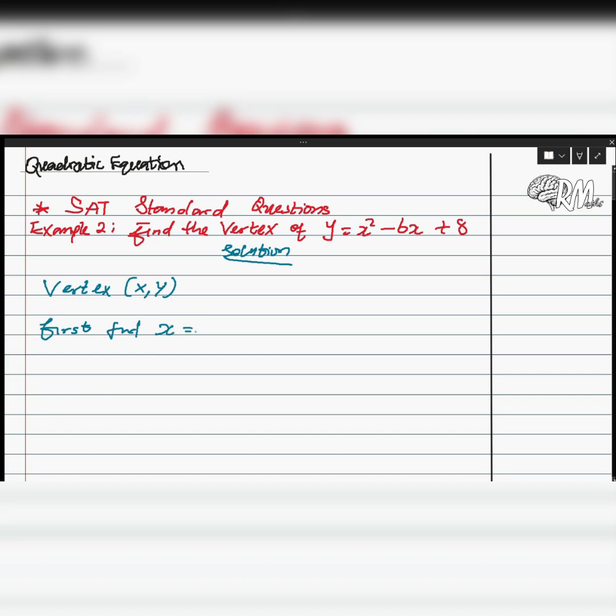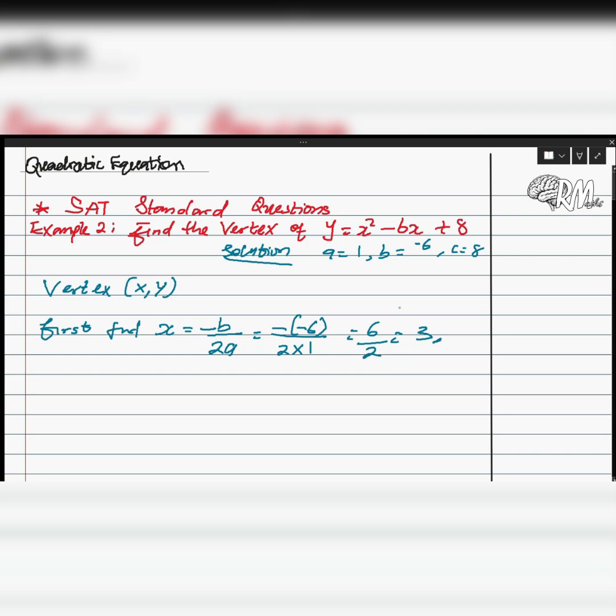x, which is equal to minus b over 2a. And from our question, we have a to be 1, b to be minus 6, and c to be 8. So I have it here as minus, bracket minus 6, over 2 times 1. Then I have it as 6 divided by 2. Then finally I have 3. So I have already found x.